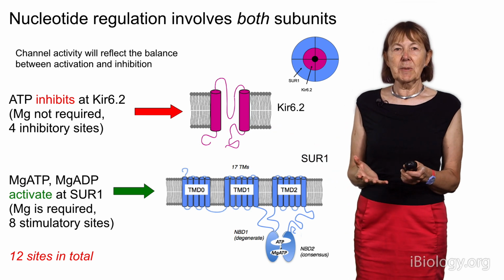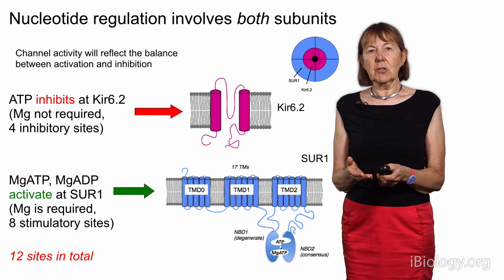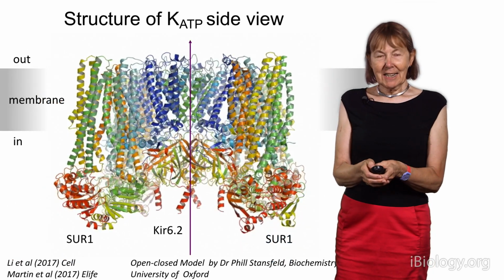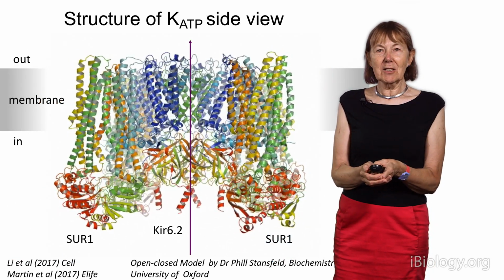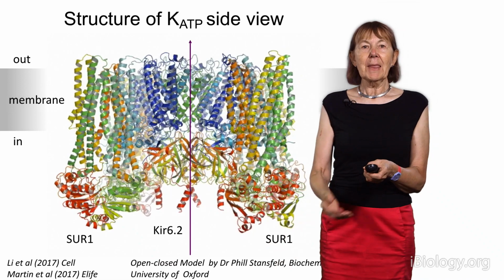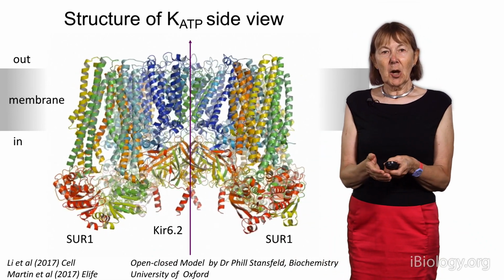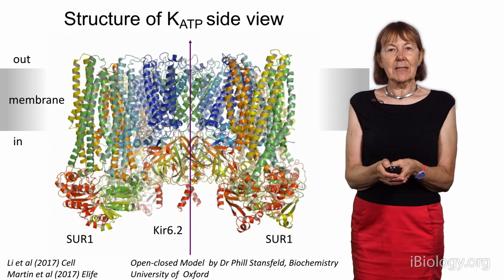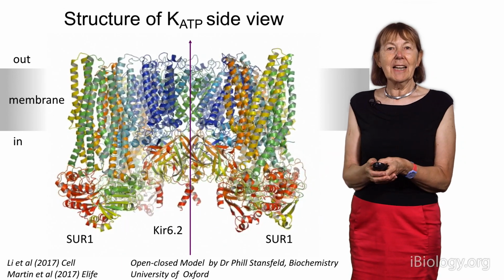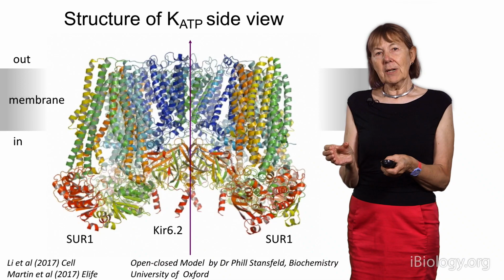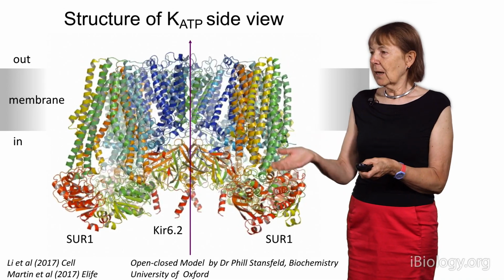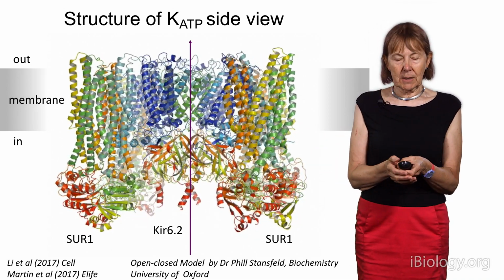And channel activity is therefore going to be determined by the balance between these activation and inhibition events, at least in the intact cell. Very recently, the structure of the KATP channel has been solved at around 6 angstroms resolution by 2 separate groups shown down here. And this is an open-closed model produced by Phil Stansfeld in the Department of Biochemistry in Oxford. And you can see it's an incredibly beautiful structure, very exciting. The Kir6.2 tetramer is in the center, surrounded by the 4 sulfonylurea receptors. And we've removed the front sulfonylurea receptor so that it's easier to see what's going on in the center.